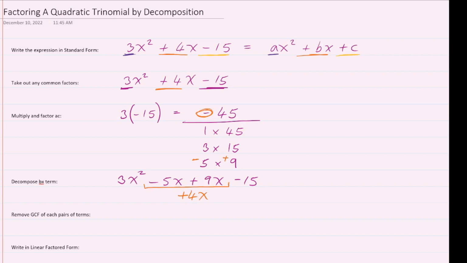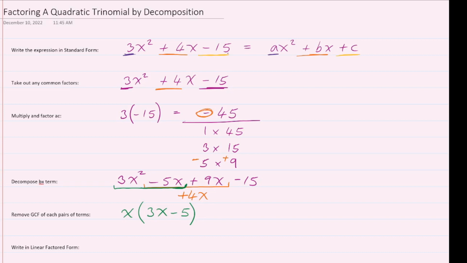Okay, now what we're going to do is factor each side. So first we're going to factor 3x squared minus 5x, the first two terms. The greatest common factor of those two terms is just x. Then 3x squared divided by x gives us just 3x, and minus 5x divided by x gives us minus 5.